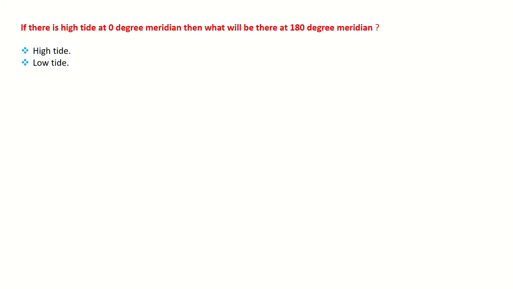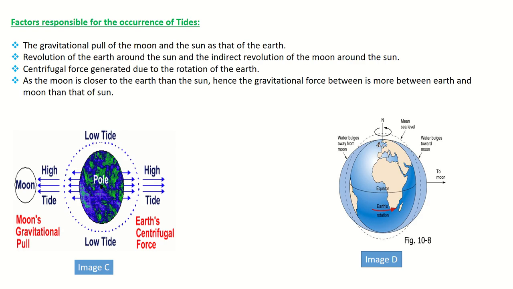Now, the question arises here. If there is high tide at the 0 degree meridian, then what will there be at the 180 degree meridian? I will explain: 0 and 180 degrees are opposite to each other. In the previous slide, we saw in image C that high tides act opposite to each other. Just keep in mind that high tide acts in opposite directions, meaning in both directions there will be high tide.